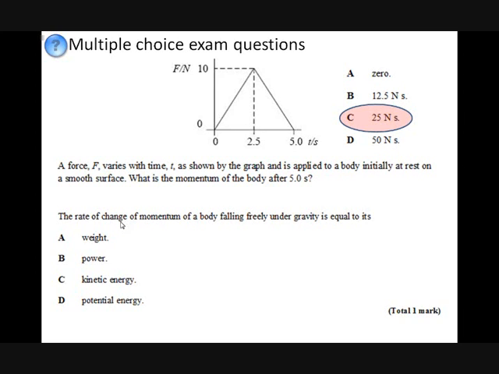Then this is quite a slightly stranger question. The rate of change of momentum of a body falling freely under gravity is equal to its weight, power, kinetic energy, or potential energy. If we look at the formula, the rate of change of momentum is this formula. This is the rate of change of momentum, and we know that's equal to the force acting. The force acting in this situation is the body's weight. The units of weight are obviously newtons, power, kinetic energy and potential energy. The units aren't newtons, so we know the answer must be weight.